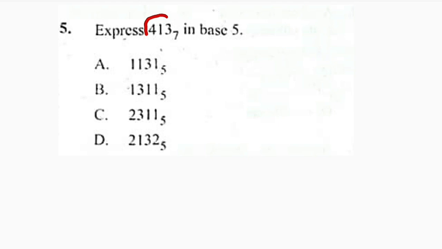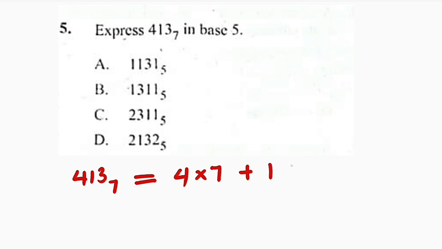First of all, you have to take this number, which is in base 7, and convert it to base 10. So we have 413 in base 7. To convert it to base 10, you take 4, which is the first digit, and multiply by 7, which is the base. You add, you take 1, which is the second digit, multiply by 7 again. Then lastly, the last digit, which is 3, multiply by the base. Then you assign indices from 0, that is from the last number, 1, 2, like this.